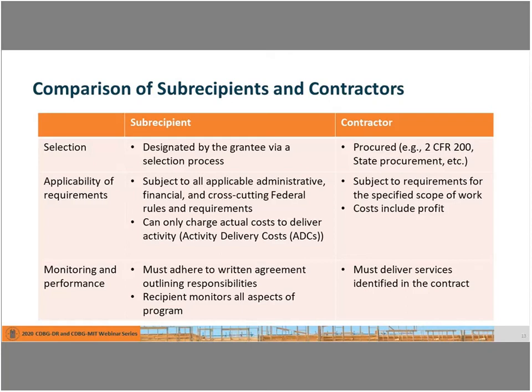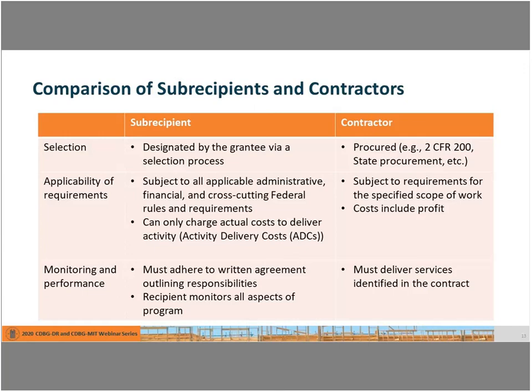So procurement means 2 CFR 200 or a state equivalent procurement code and standard that involves a competitive process with an award decision, a contract, etc. Subrecipients can be selected and designated and enter into an agreement in a process that's a little less scripted, if you will, and we'll talk about that in just a minute.